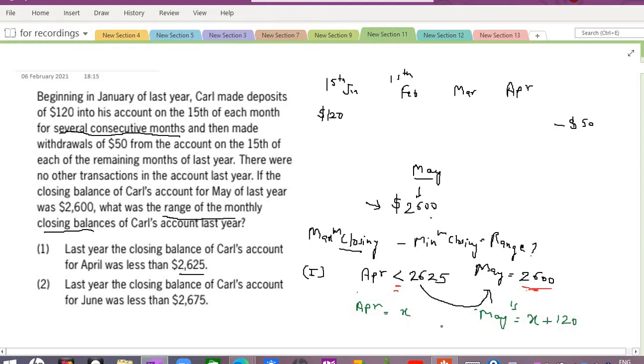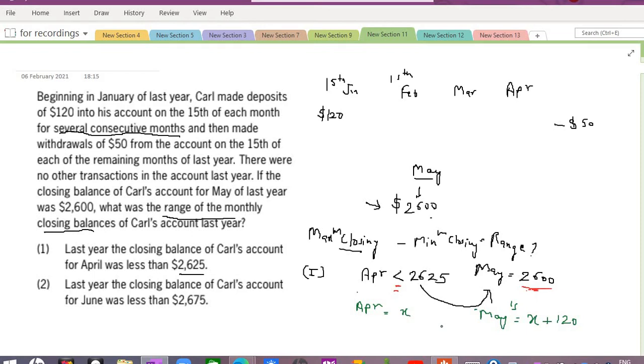Yes? So now tell me, can you calculate the range even if you know that in April he deposited $120? Can you find the range? We cannot find the range. Why? We don't know what's the lowest. Exactly, because we don't know. Can I say something, Amrita?